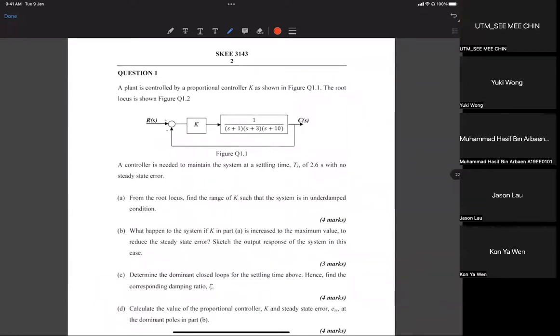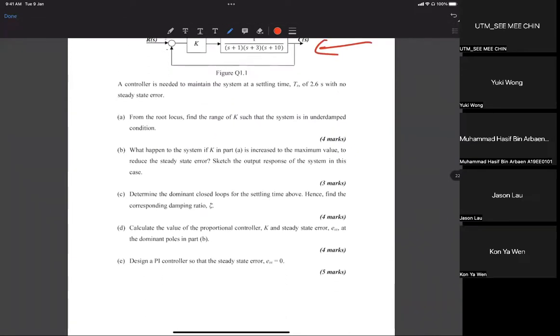The plant is controlled by a proportional controller K as shown in figure Q1.1. The root locus is shown in figure Q1.2. A controller is needed to maintain the system at a settling time TS of 2.6 seconds with no steady state error. A. From the root locus, find the range of K such that the system is in underdamped condition. B. What happens to the system if K in part A is increased to the maximum value to reduce the steady state error? Sketch the output response of the system in this case. C. Determine the dominant closed loop poles for the settling time above. Hence, find the corresponding damping ratio, zeta. D. Calculate the value of the proportional controller K and steady state error ESS at the dominant poles in part B. E. Design a PI controller so that the steady state error ESS is equal to 0.